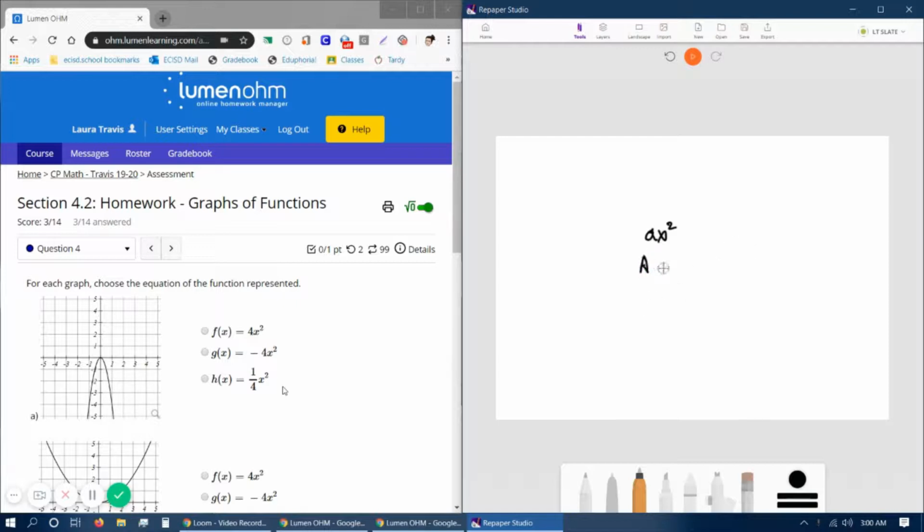If a is positive, the curve of a quadratic function, called a parabola, opens upward. If a is negative, the parabola opens downward. If the absolute value of a is greater than 1, the parabola gets steeper and narrower. If the absolute value of a is between 0 and 1, the parabola gets shallower and wider.